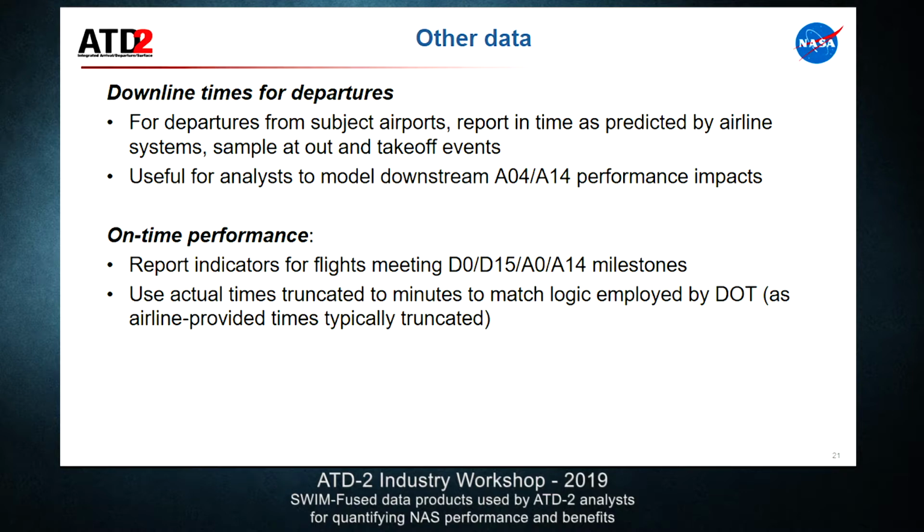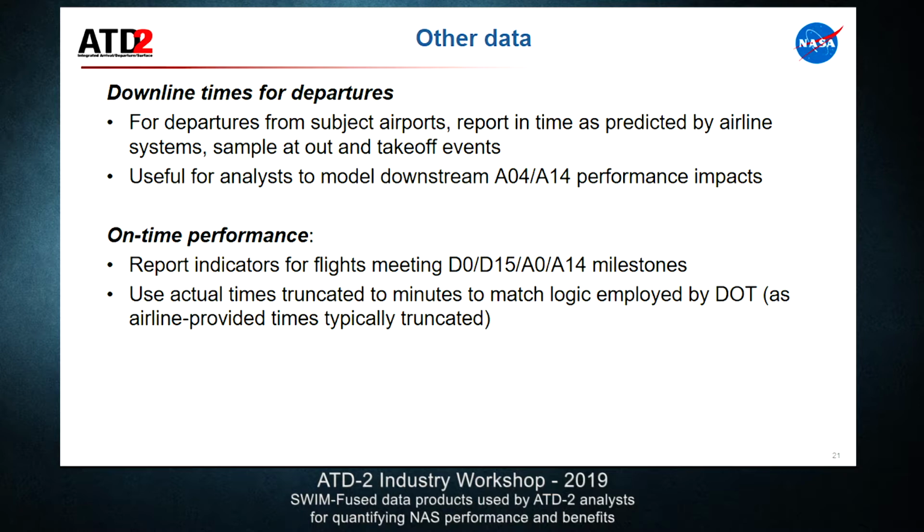Other data, again, downline times for departures. This is one little section in here, but there's a whole presentation on it later about whether surface metering is causing any impacts on arrival performance at the downline airports. It's not, that's the short version, but we need to have a way to gather that data and collect it and be able to have common visibility into it. On-time performance writ large, at the local facility here, we're tracking the standard D0, D15, A0, A14, A15, however you want to call it. So we can look at that in the DOT standard way. Again, you could just look at it as a difference of times.